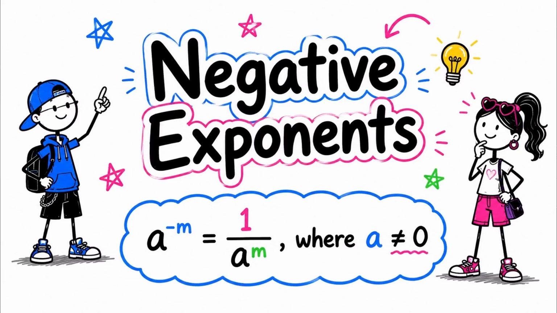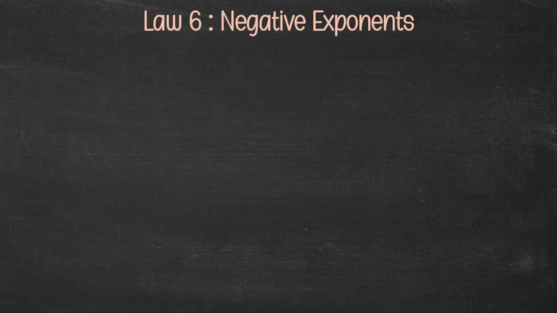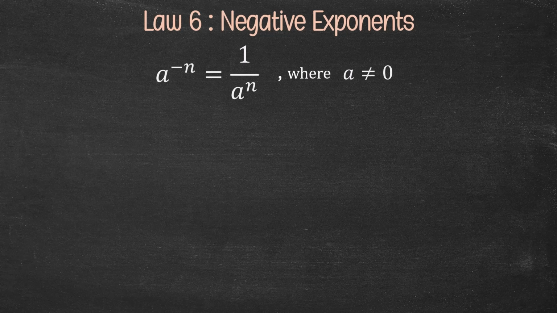Now let's move on to negative exponents. The negative exponent rule says that a to the power of negative n equals 1 over a to the power of n, where a cannot be equal to 0. This means that a negative exponent moves the base to the other side of the fraction line. It's very important to note that a negative exponent does not mean a negative answer. It just means the movement across the fraction line.